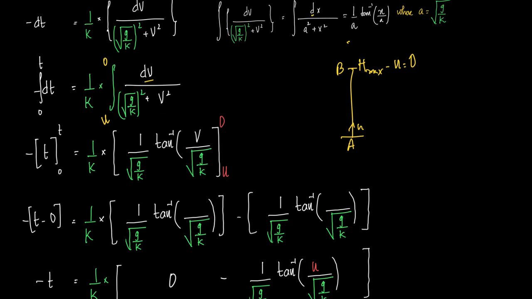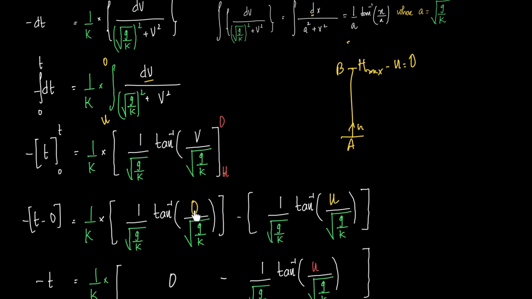Now what is the integral? 1 by a. What is a? a is root of g by k. So 1 by root of g by k into tan inverse x by a. Instead of x we have v, so v by a, which is root of g by k. Now we'll apply the upper limit and the lower limit. So we have 1 by root of g by k tan inverse, instead of v we'll have 0, minus tan inverse of the lower limit, which is u, right?